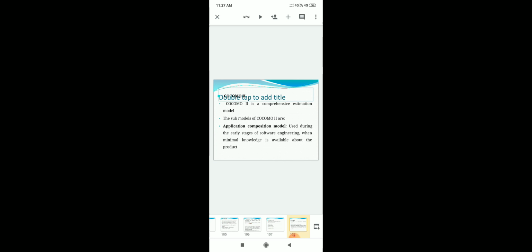Then second is COCOMO 2. COCOMO 2 is a comprehensive estimation model. The submodels of COCOMO 2 are the application composition model, which is used during the early stages of software engineering when minimal knowledge is available about the product. Then the early design stage model is used once requirements have been stabilized and basic software architecture has been established. Then the post architecture stage model is used during the construction of the software.